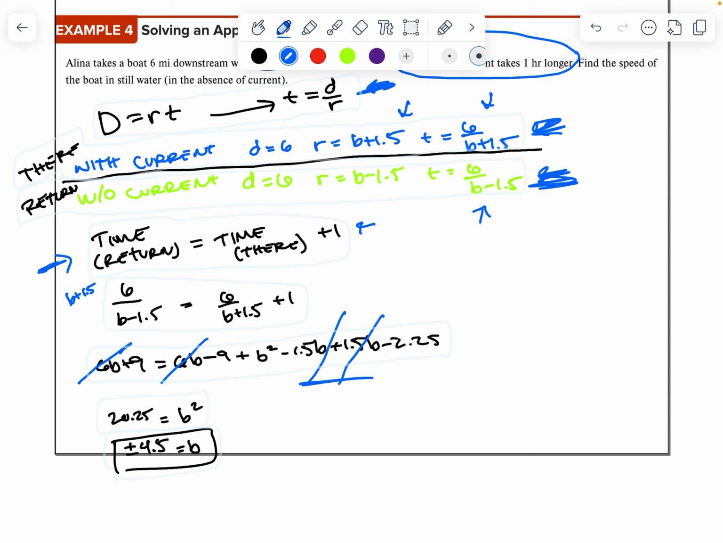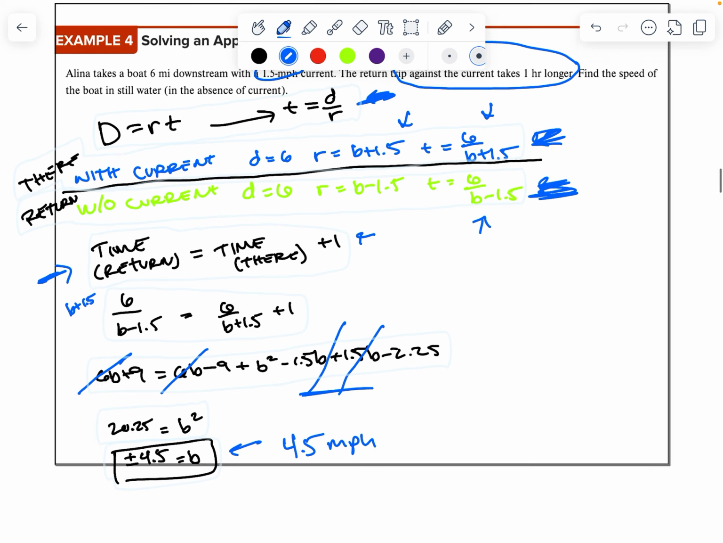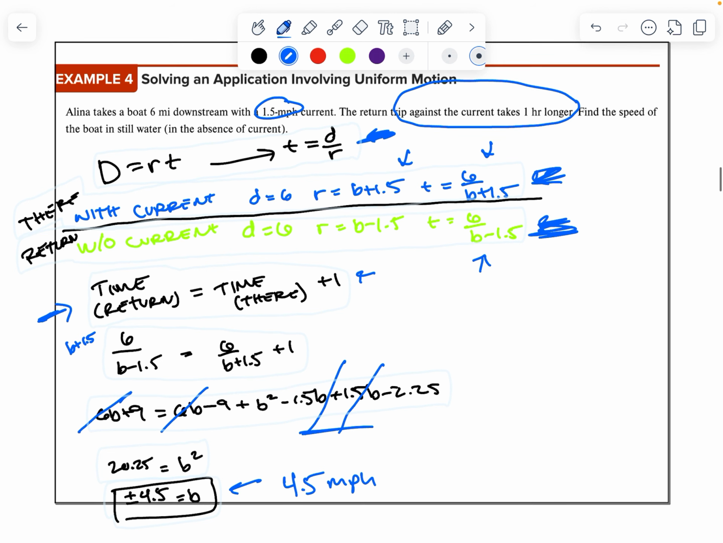That's the speed of the boat, and we have to ask ourselves, does it make sense for a boat to be going negative 4.5 miles per hour? No, it doesn't. So we're going to call that 4.5 miles per hour. It says find the speed of the boat in still water. So when she's going downstream, she's going faster, 4.5 plus the 1.5, she would be going 6. When she's going upstream, she's going 4.5 minus 1.5, so she'd only be going 3 miles per hour against the current on the return trip.